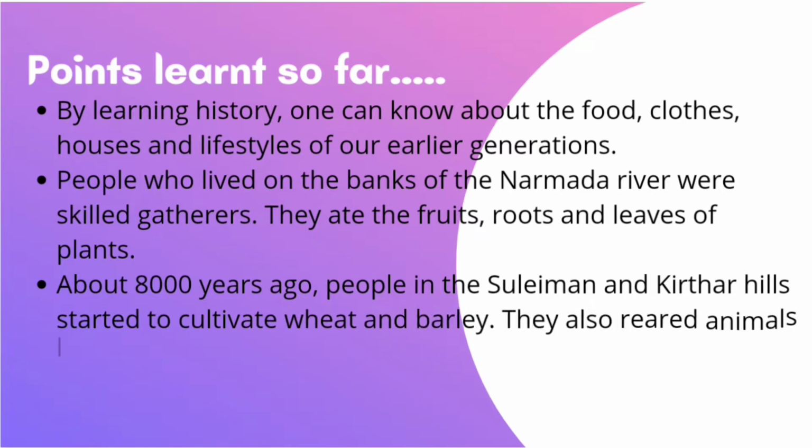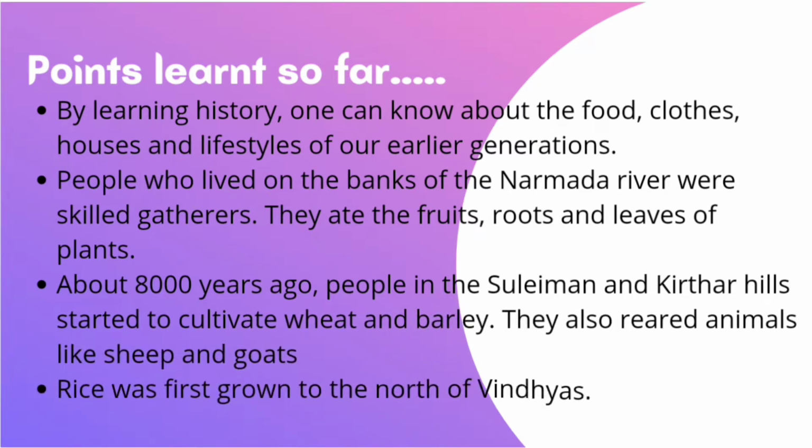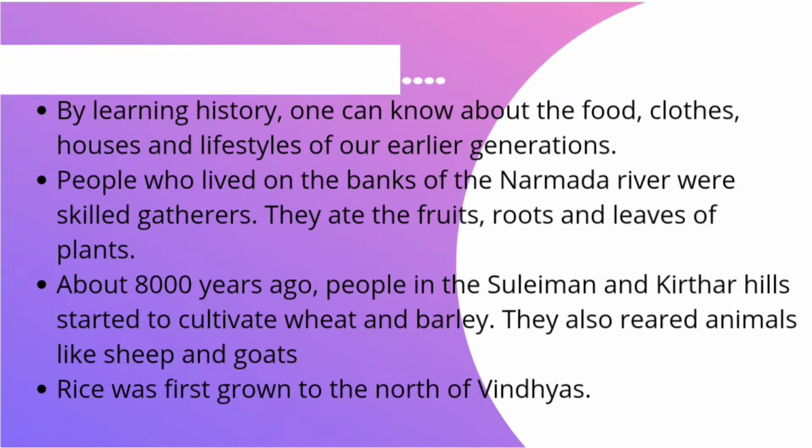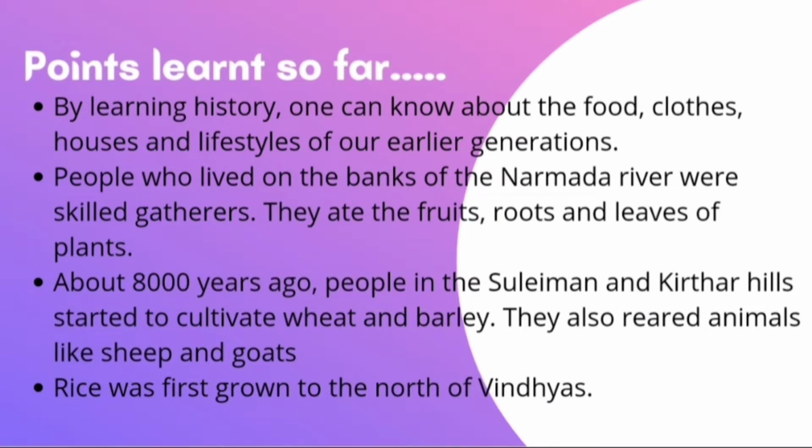People who lived on the banks of the Narmada river were skilled gatherers. They ate the fruits, roots and leaves of plants. About 8,000 years ago, people in the Suleiman and Kirthar hills started to cultivate wheat and barley. They also reared animals like sheep and goats. Rice was first grown to the north of the Vindhyas.